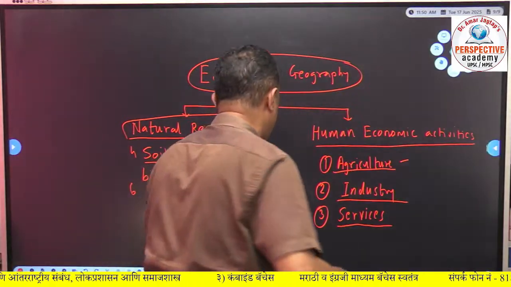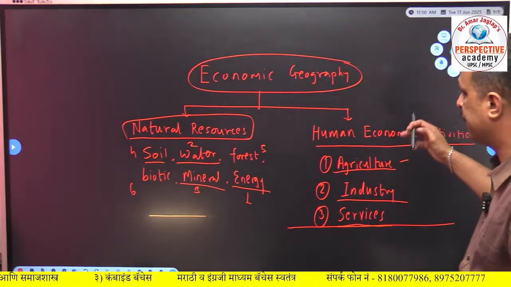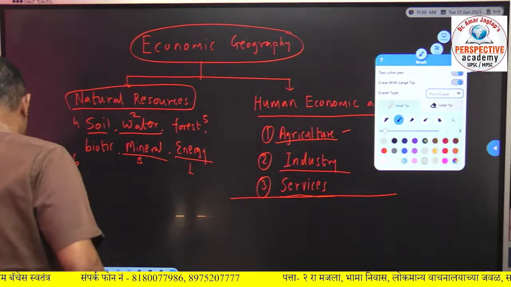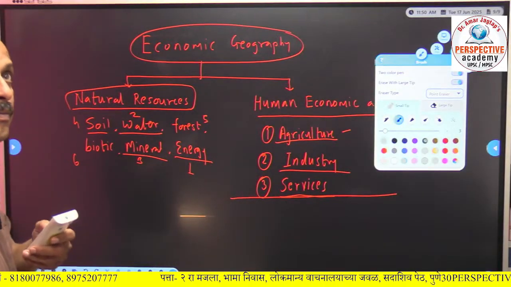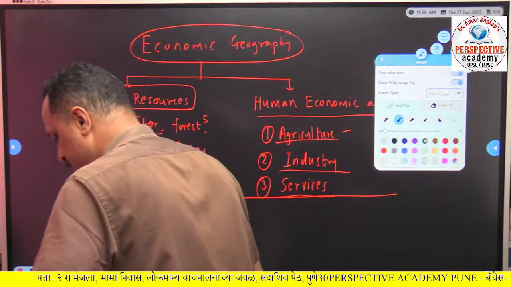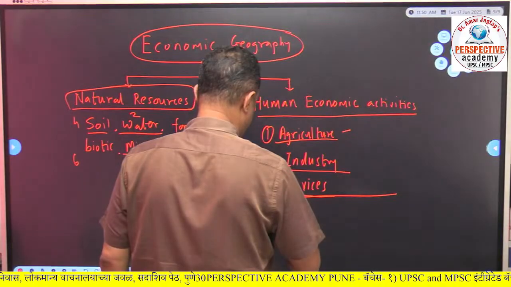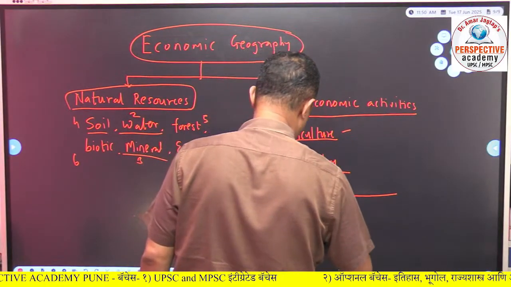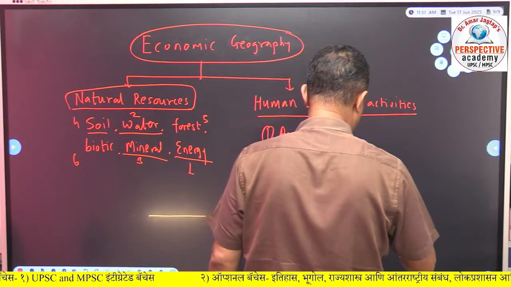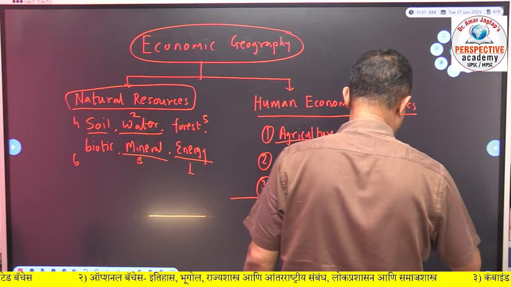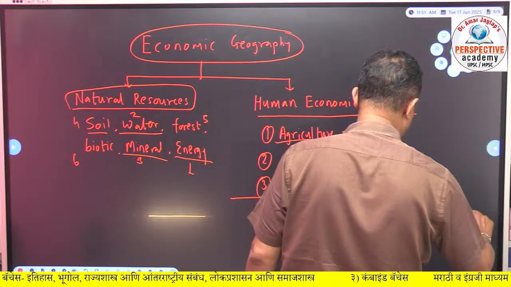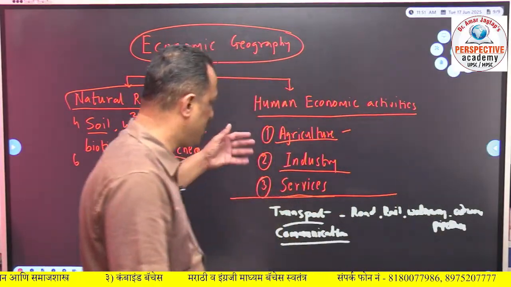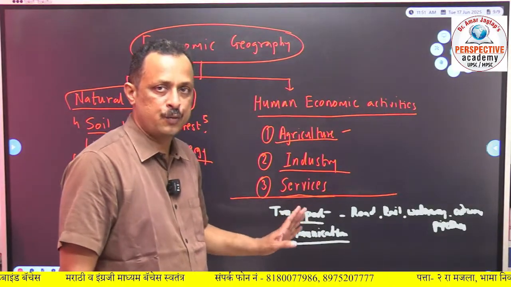Along with this, we will add a few more things which are actually not part of human economic activities, but they are the necessary infrastructure required for human economic activities. That includes transport and communication. Transport will include road, rail, waterway, airway, and pipelines, and the modern communication technology. So along with these 3 economic activities, we need to consider transport, communication, and infrastructure also.